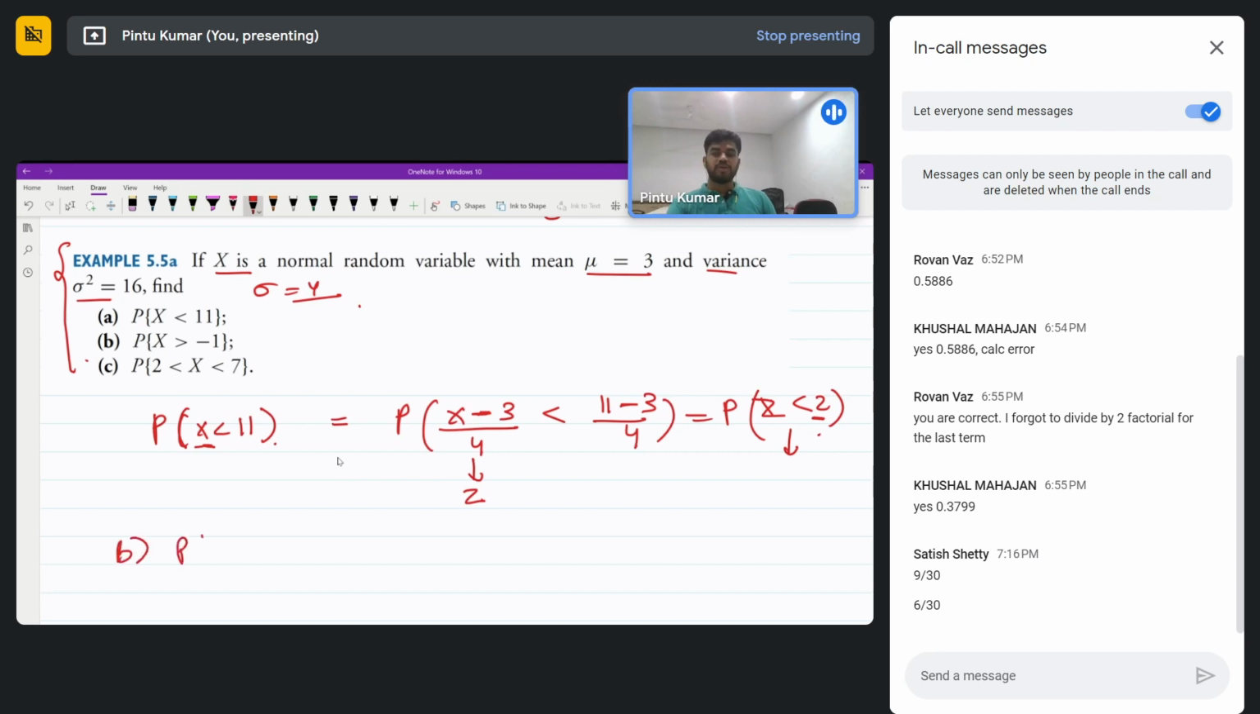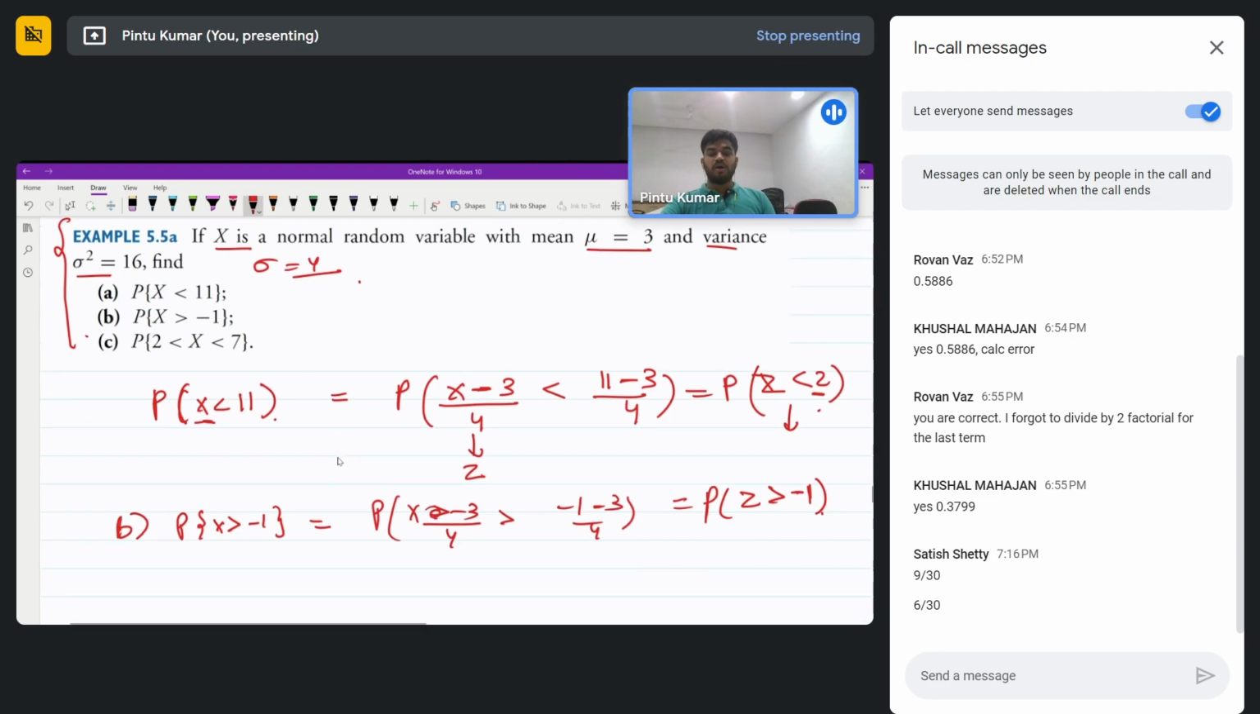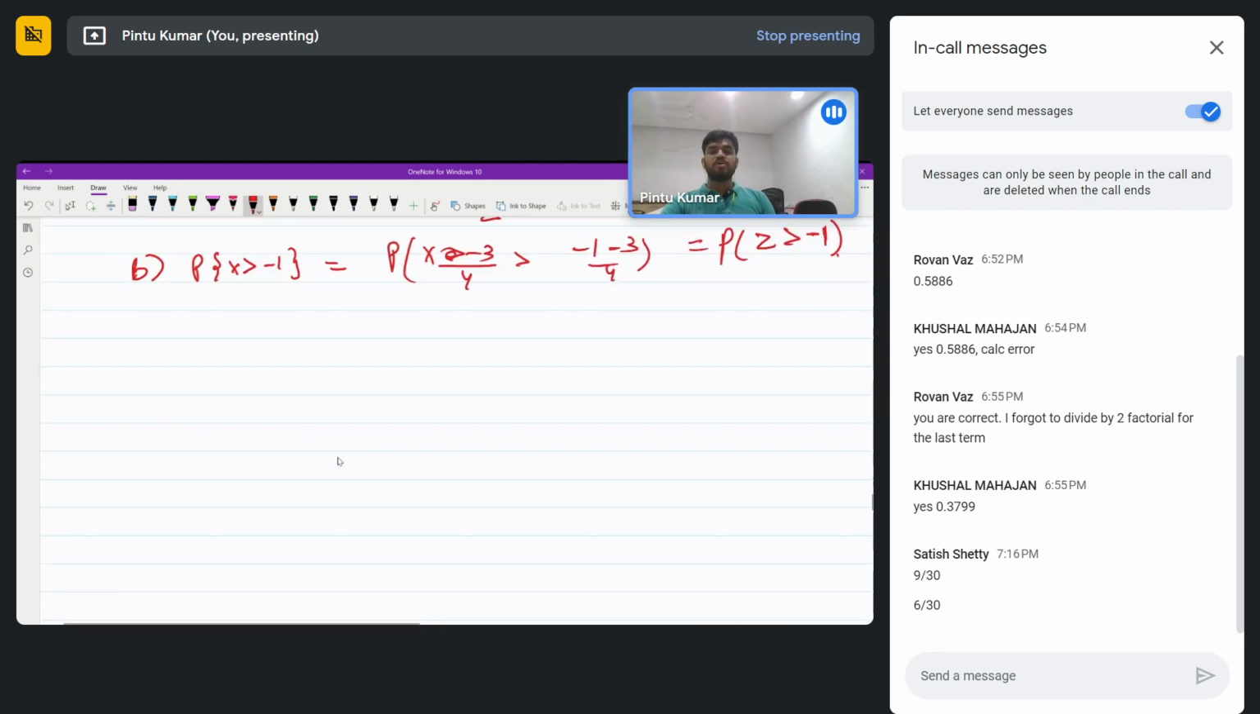Part B is the probability that your x is greater than or equal to -1. Again, you can replace that: x minus 3 by 4 is greater than or equal to -1 minus 3 by 4, which would mean the probability of z is greater than or equal to -1. Similarly, you can attempt other questions also. Any doubt till this point?